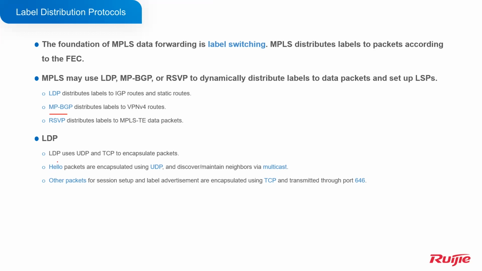And some of these packets will choose UDP encapsulation. Some packets will choose TCP encapsulation. And the hello packets will use UDP to discover and also maintain the relationship by the multicast message. The rest of the LDP packets, for session setup and also the label advertisement, use TCP. And the special port number is 646. So if in your network you add some filter policy, you must let the port number pass through. Otherwise, the label distribution will be unsuccessful.